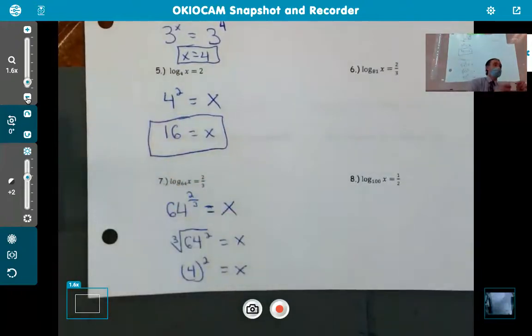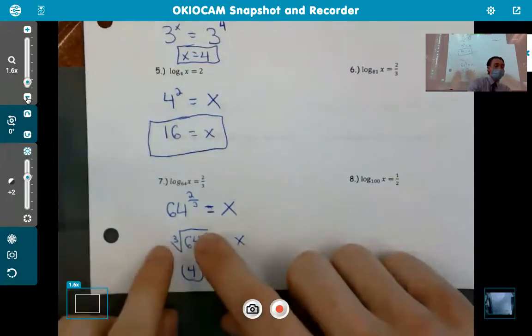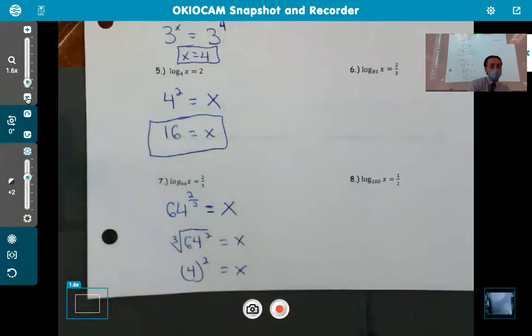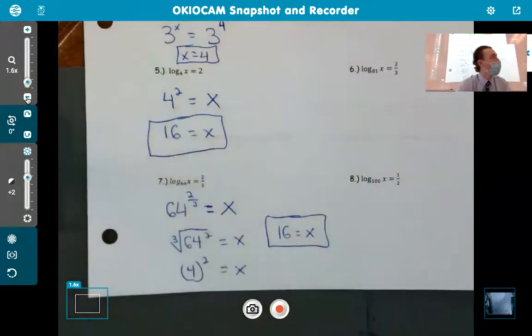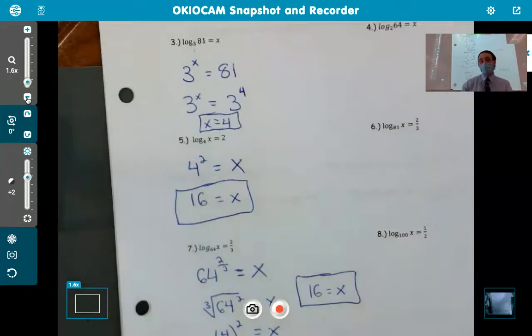Right, so we start by taking whatever that root is of that number. And then what's 4 squared? What's 4 times 4? 16. Good. Awesome. Any questions about anything from this first page where we are involving just one logarithm? All right. Let's flip over to the second page.